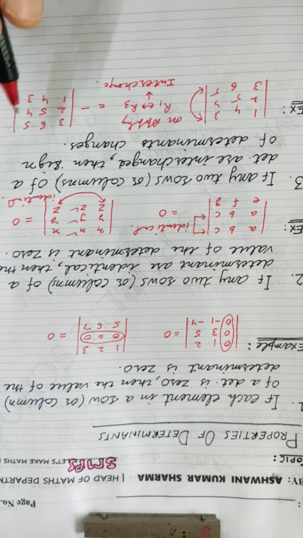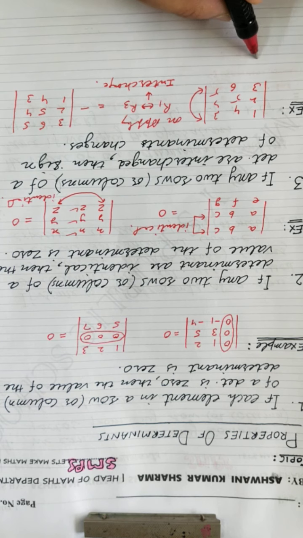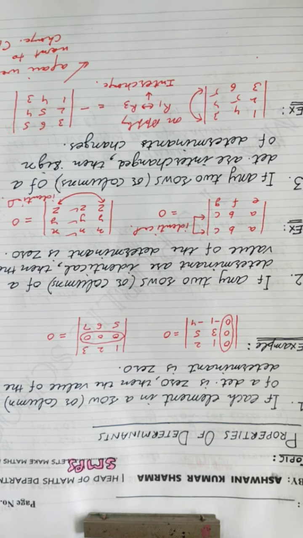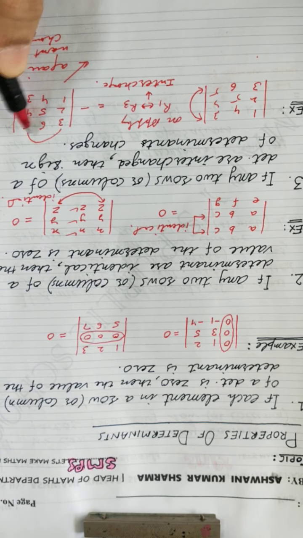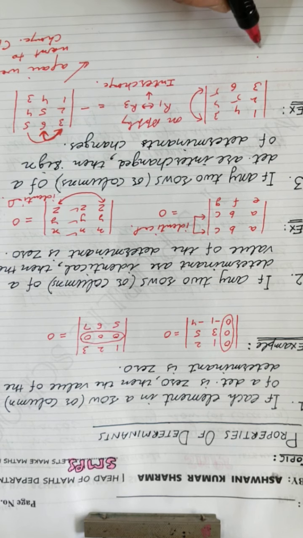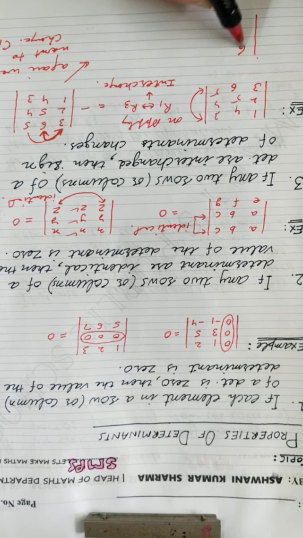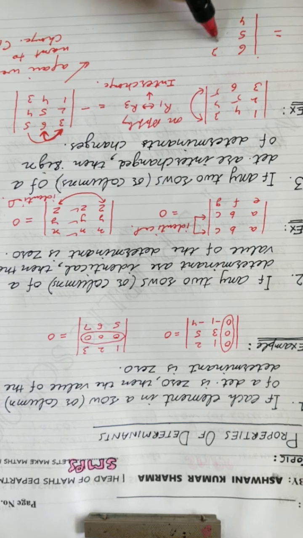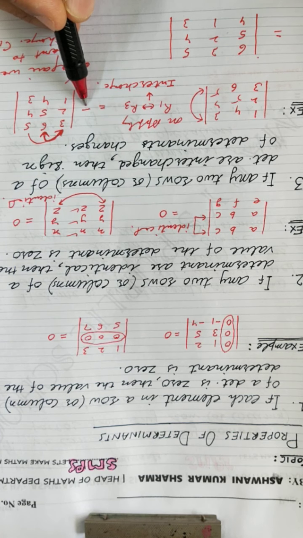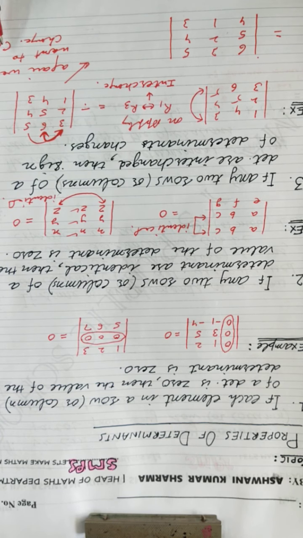Got it? The same thing happens in columns. Let's suppose we want to interchange C1 and C2. What will you get? You will get 6, 5, 4, 3, 2, 1, 5, 4, 3. But it becomes positive because the minus was already given, and after interchanging columns the minus becomes plus. So that's why it becomes plus.